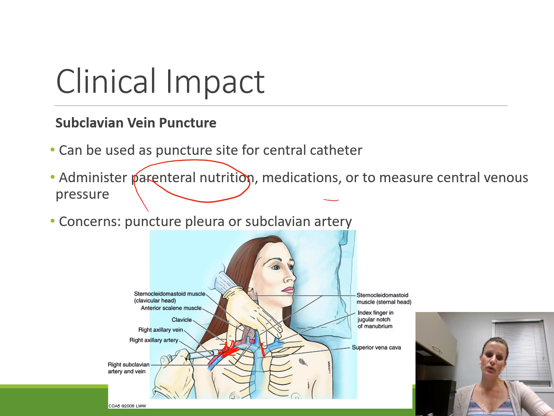Concerns here are, one, that you're going to puncture the pleura. Remember that just deep to the vessels and then underneath the ribs, we have the pleura. We don't want to puncture and destroy the integrity of the pleura. Also, puncturing of the subclavian artery, which is why he has his thumb placed the way that he does, to try and prevent puncture of the subclavian artery instead.